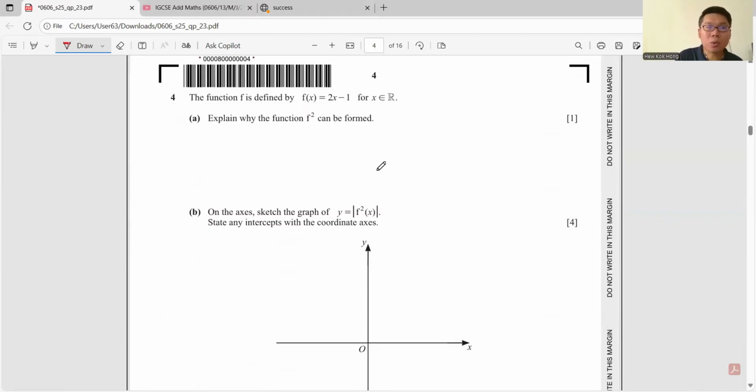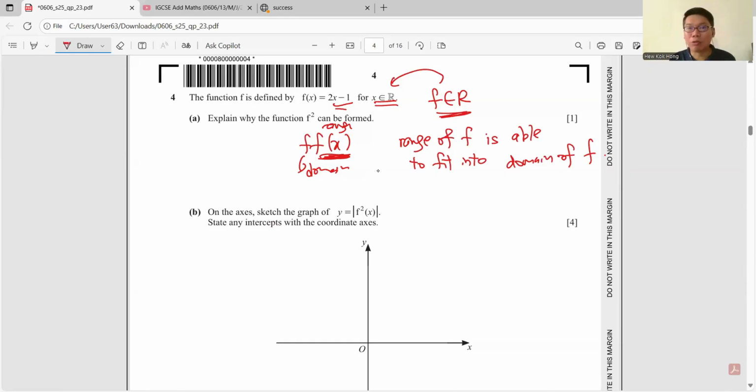Question 4, function question. The function is defined by this. Explain why function f squared can be formed. F squared is like this. To make a composite function, it means that the range of f must be able to fit into the domain of f. So we check x is everything, so the range should be everything also. Range able to fit into here, then you just write it in words.